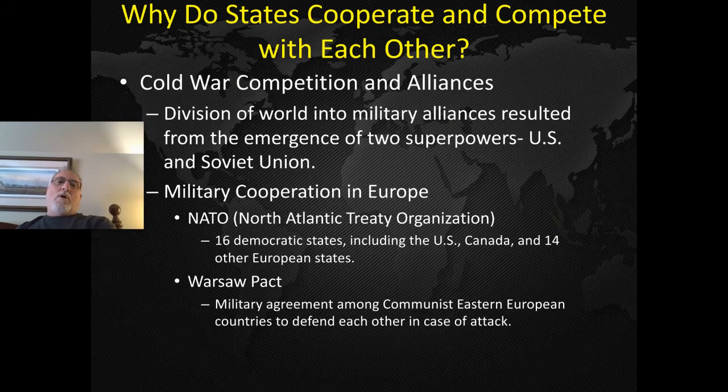Now, why do states cooperate and compete? So now we're going to change scales, and we're going to look at why states work with each other, and how states can work with each other, and how to deal with boundary issues. This is just another challenge of being a state or a country.